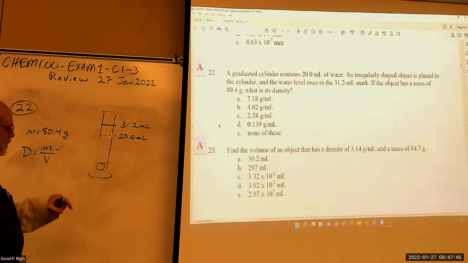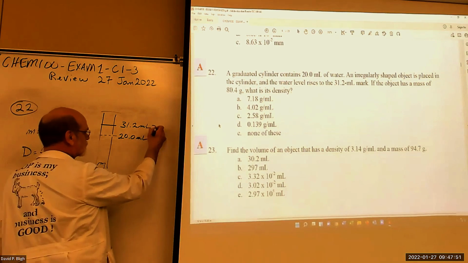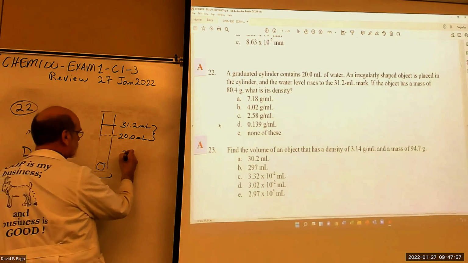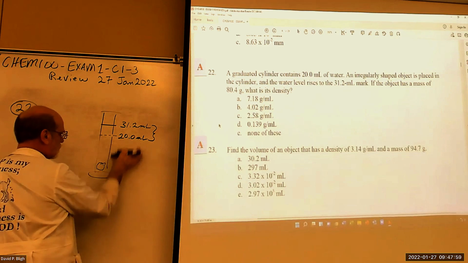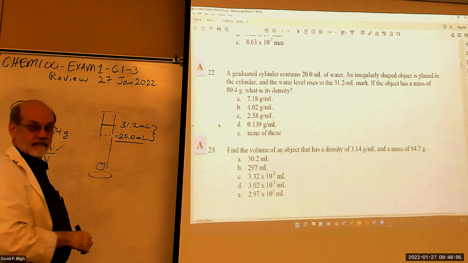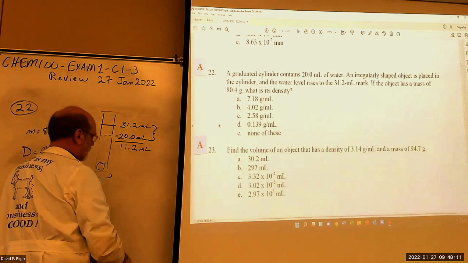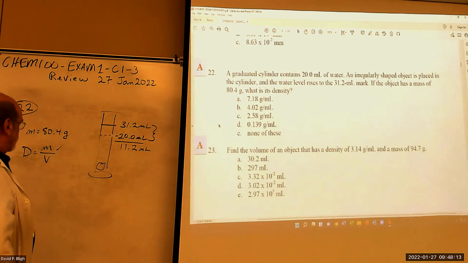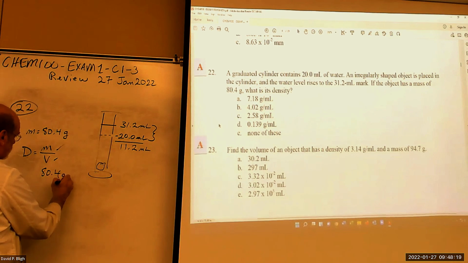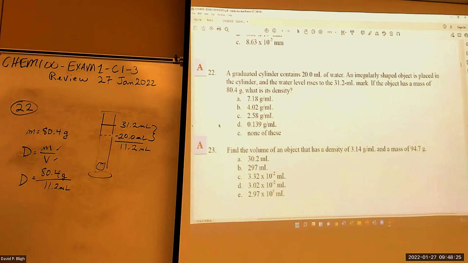How about volume? What's the volume of the object? The volume of the object is the displacement. So the volume of the object is, well, just do this. Okay. It's the difference. 11.2 milliliters. Okay, so now we got volume. Now all we have to do is just plug them in. That's the thinking part. And calculate the density.